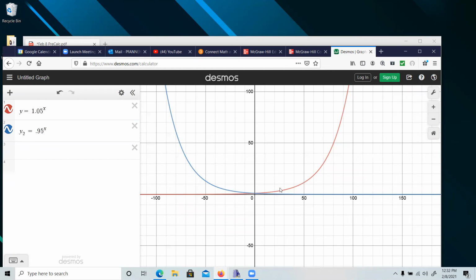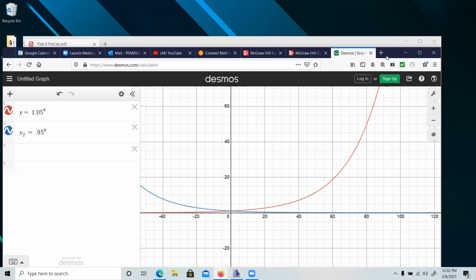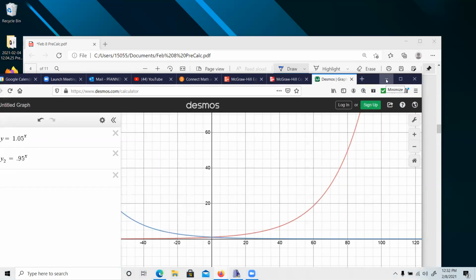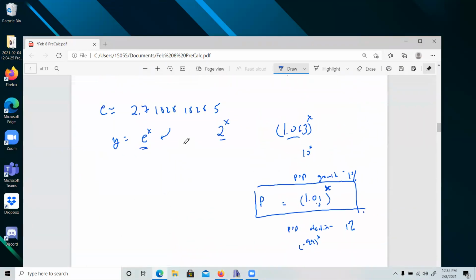So yeah, this is a decay function. Y2 is a decay function. So if you're losing population, this is what it's going to look like. And if you are gaining population at 5%, then this is what it's going to look like. All right, so that's an idea there. So it's important to remember how exponential functions work.